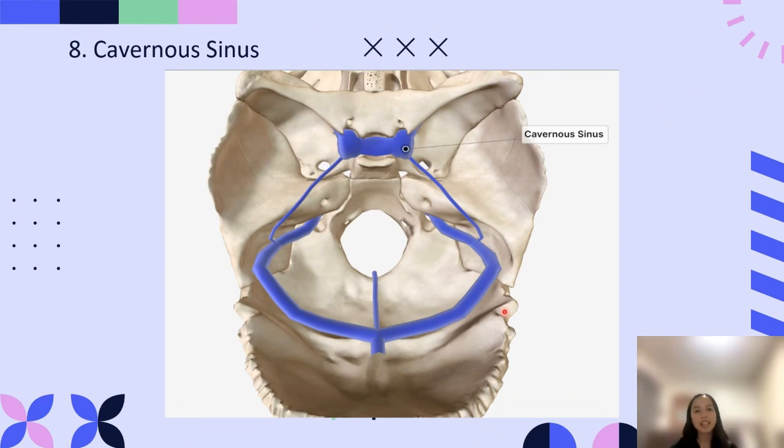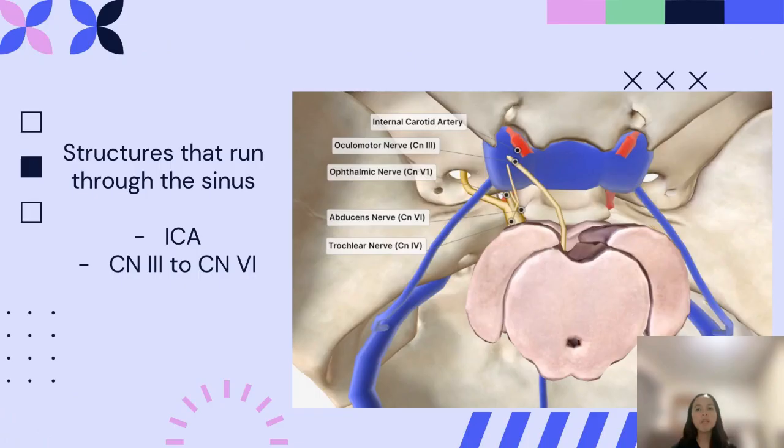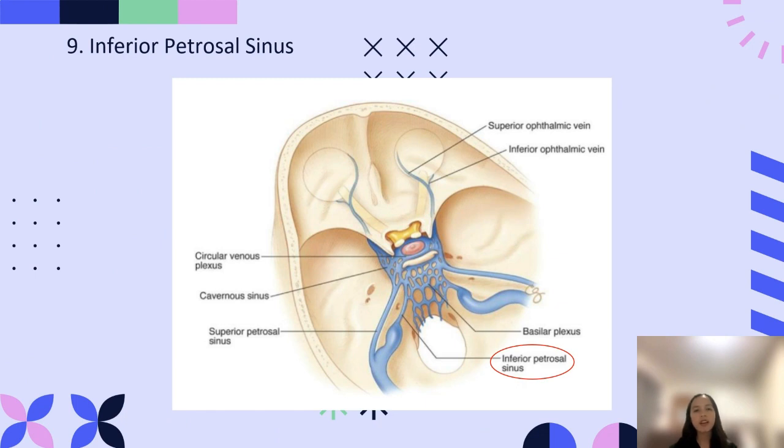Next is the cavernous sinus, which is situated in the middle cranial fossa on each side of the body of the sphenoid bone. The structures that run through it are the internal carotid artery and cranial nerves 3 to cranial nerve 6. And lastly, the inferior petrosal sinus. It is formed by the junction of the petrous part of the temporal bone with the basilar part of the occipital bone, and it drains the cavernous sinus into the internal jugular vein.